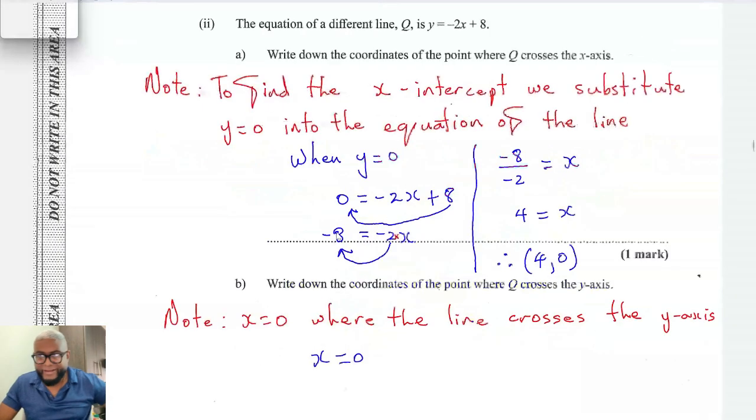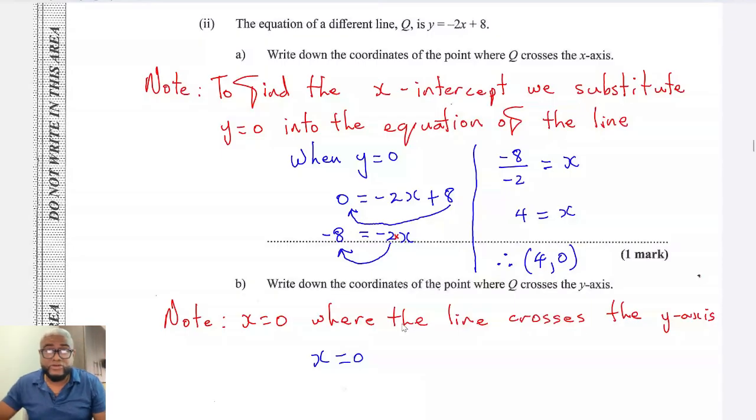All right, there you go. So for the benefit of the video, they asked us to write down the coordinates of the point where Q crosses the y-axis. So where Q crosses the y-axis, x will be equal to 0. We have it written in red here. We need to substitute 0 into the equation of the line in order to find the y value.